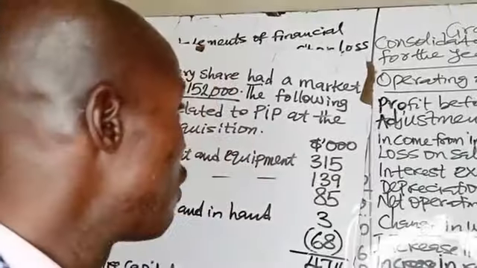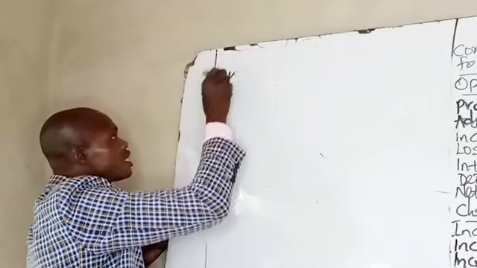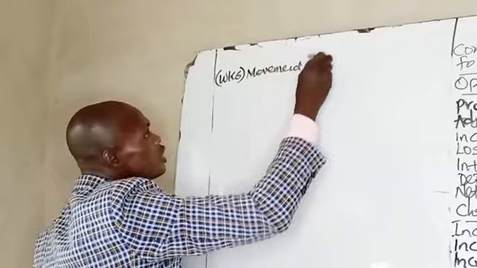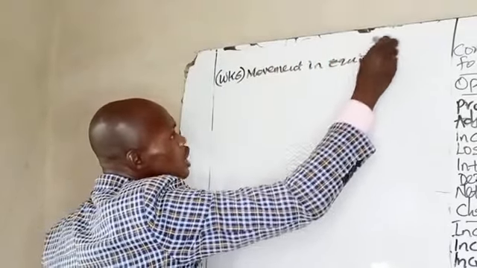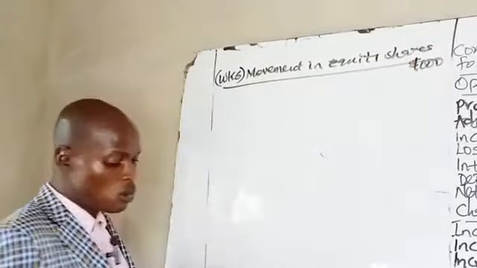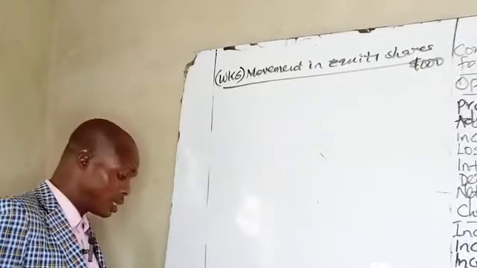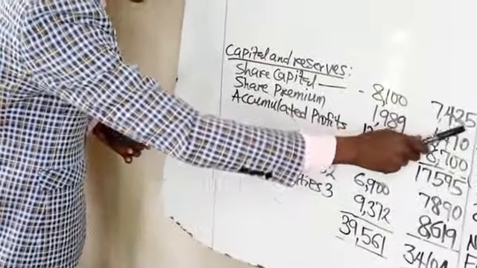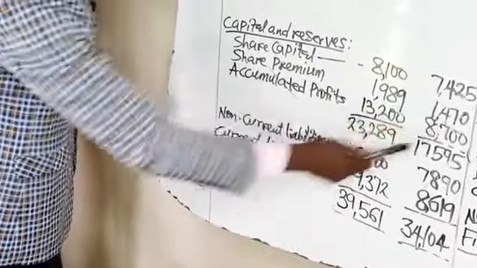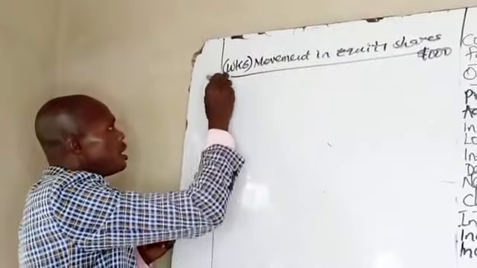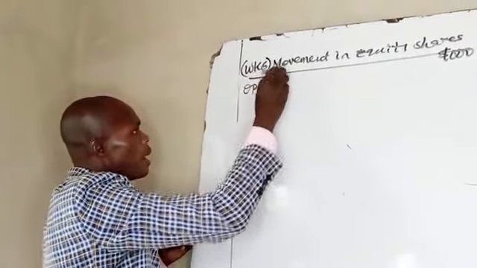I've told you whenever you get to this section of the statement of cash flows that you should check the movement in equity shares. Working number 6: movement in equity shares. As usual, we'll be starting with the opening balance. The opening balance is share capital 7,425 and share premium of 1,470.